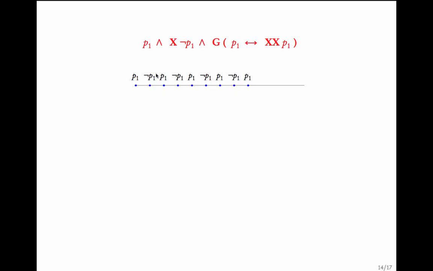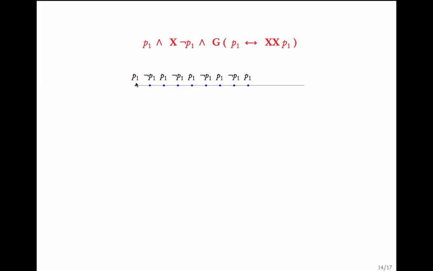Here is a more interesting example. This says P1 and X of not P1. So initially P1 should be true and then X of not P1, and always P1 if and only if X X of P1. That means if P1 is true, then in the next to next step P1 should be true. Similarly, if in the next to next step P1 is true, then P1 should be true now.